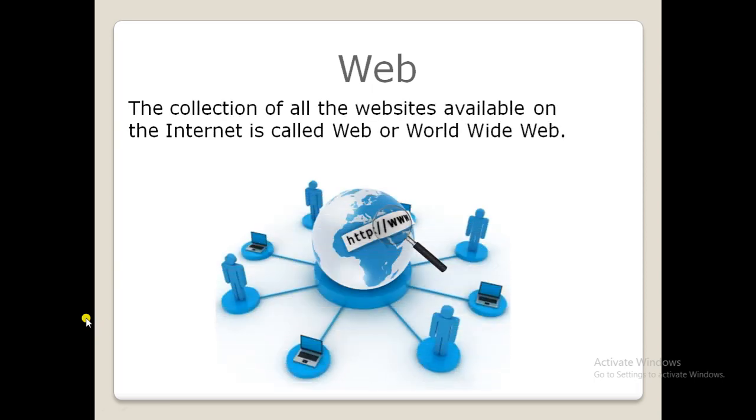The internet is a worldwide network of computers that allow people to share information and communicate with each other. So the collection of all the websites that are available over the internet is called the World Wide Web, or simply the web.